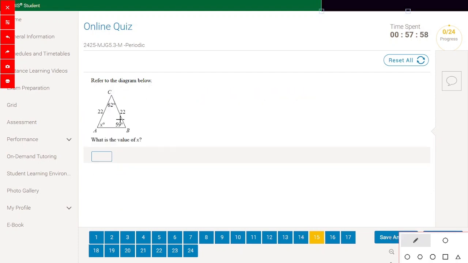Refer to the diagram below. I have this triangle. What is the value of x? We need to know the value of x. If you check this triangle, this side is 22 and this side is 22. So this triangle is isosceles. So this angle is 59. So x will be 59.